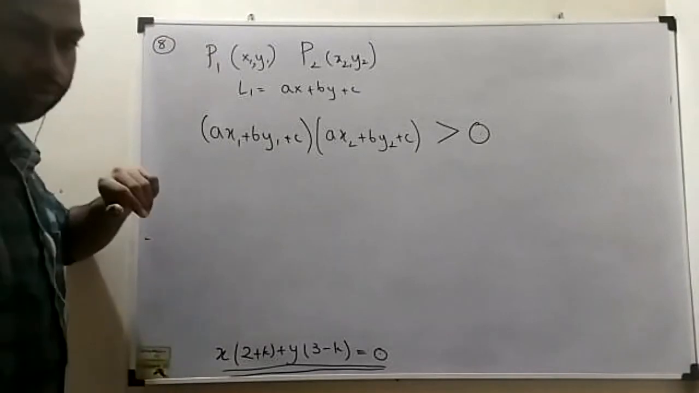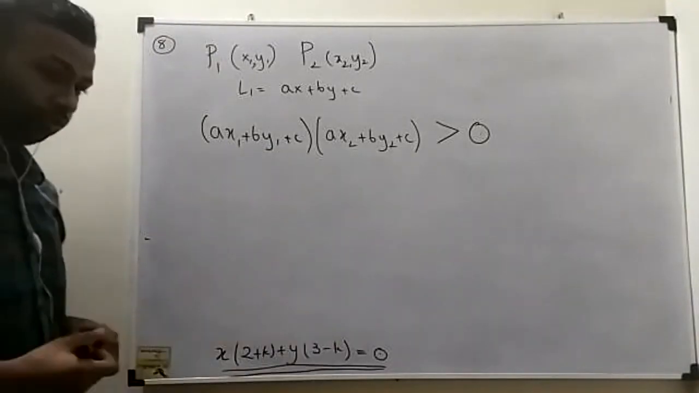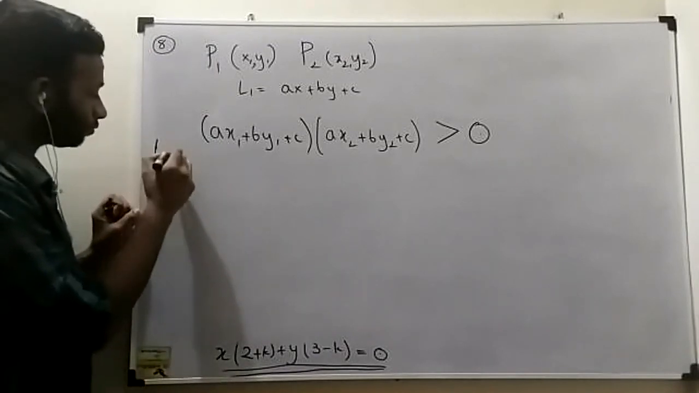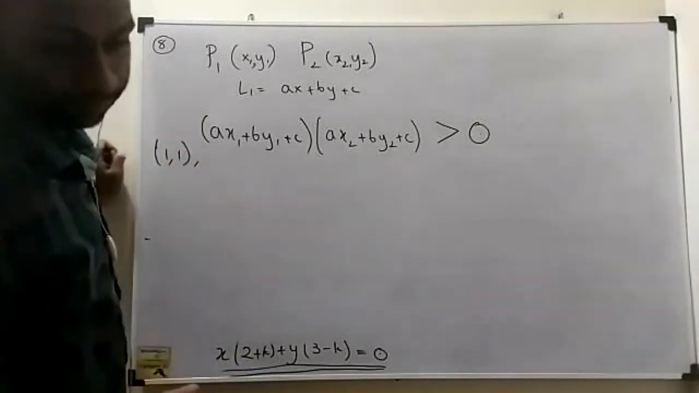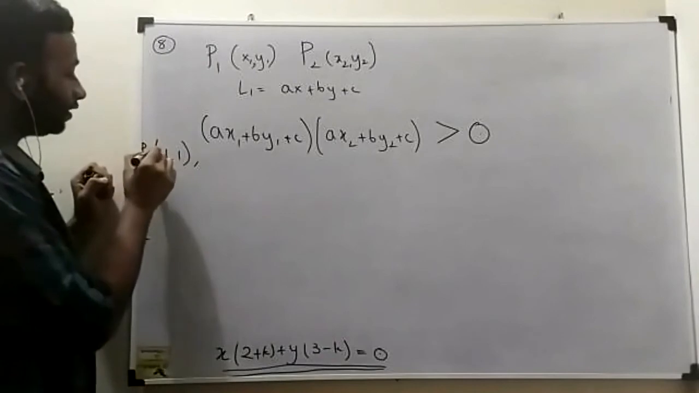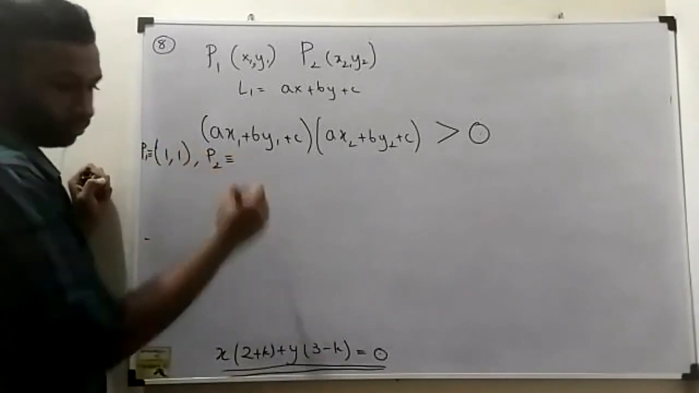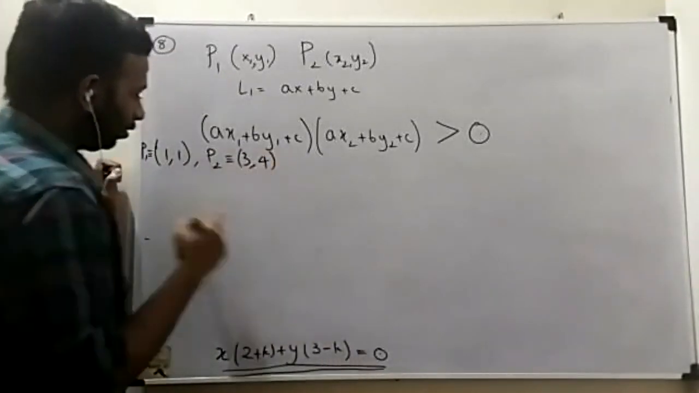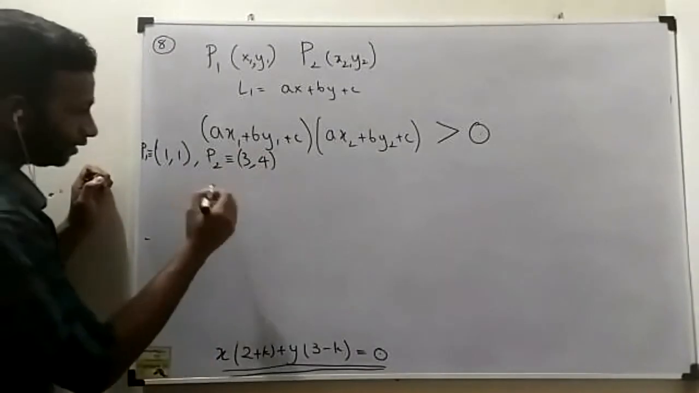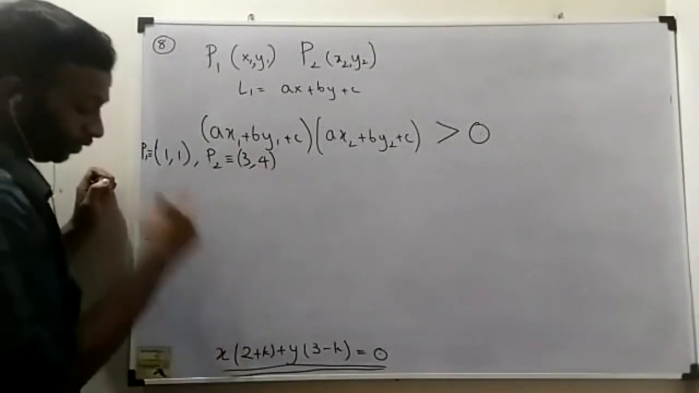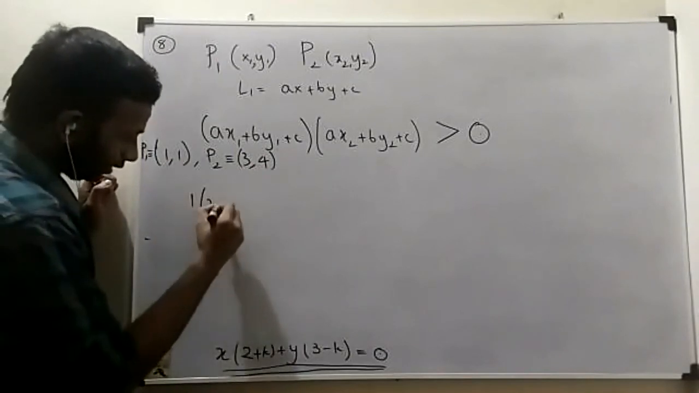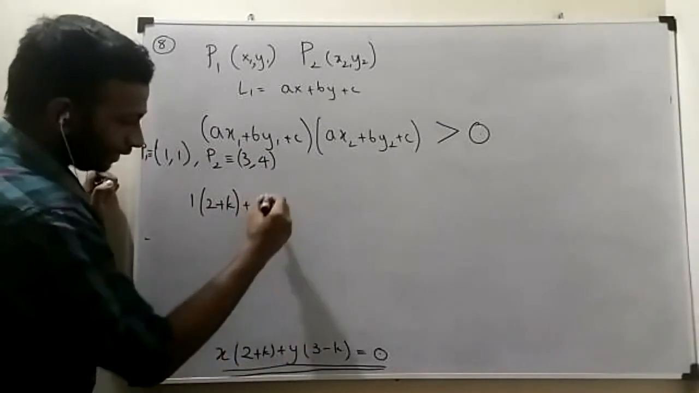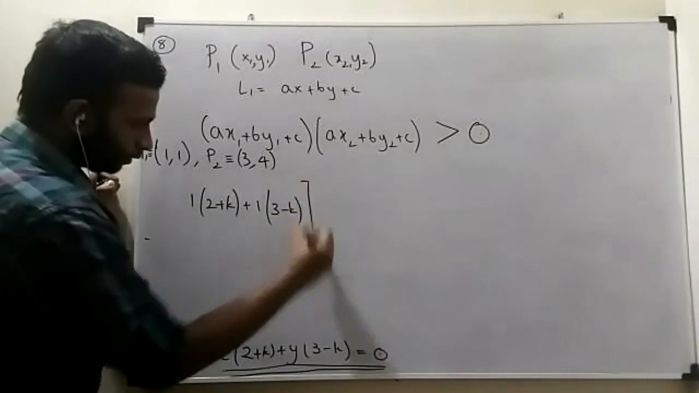So what is the equation of the straight line? We just found it. So what we need to do is substitute this value. The values they have given are 1, 1 and 3, 4. So P1, let's say, is this, and P2 is 3, 4. Let's substitute into this equation, okay? So instead of x, I put 1. Instead of y, I put 1. So 1 into 2 plus k plus, y is also 1, into 3 minus k. So this is the first one.